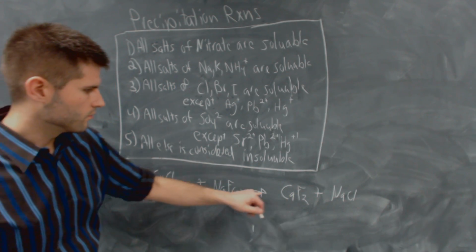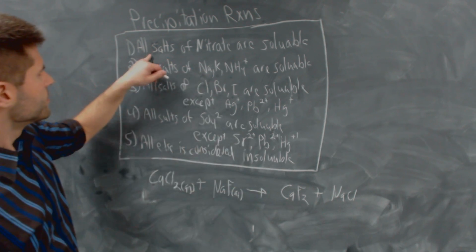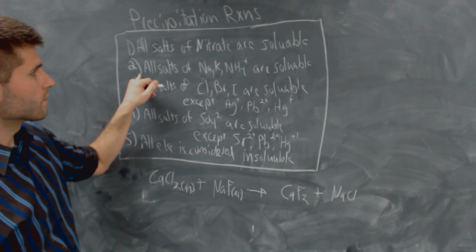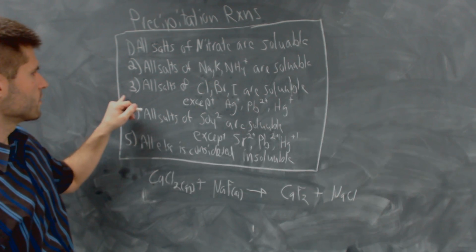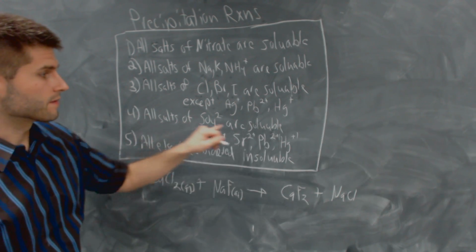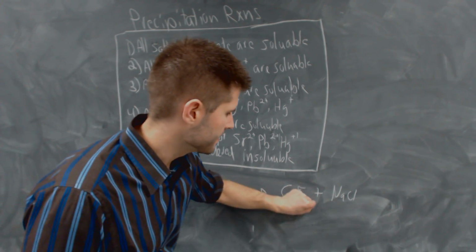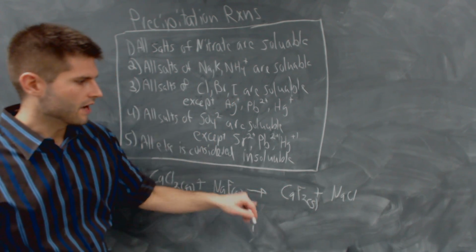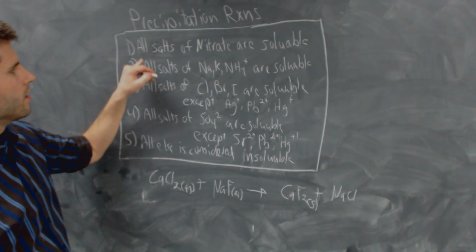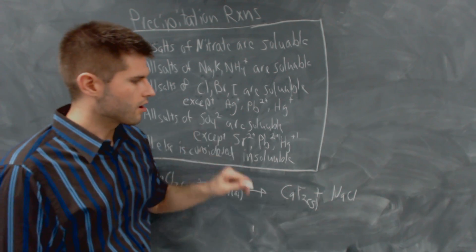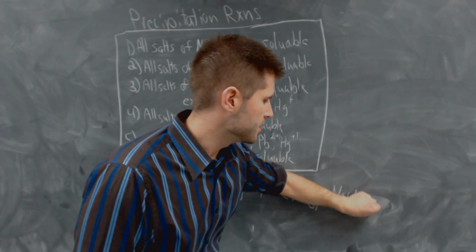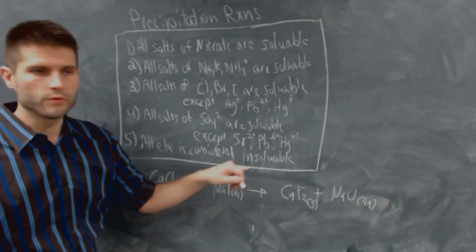Here, let's check the calcium fluoride. This doesn't have calcium, rule number 1, or fluorine. Rule number 2 doesn't have either one. Rule number 3 doesn't have either one. Rule number 4 doesn't have either one. So by rule number 5, calcium fluoride has to be a solid. Now we have to check sodium chloride. Rule number 2 says all salts of sodium are soluble, AQ. So now we can go through and we can balance this.